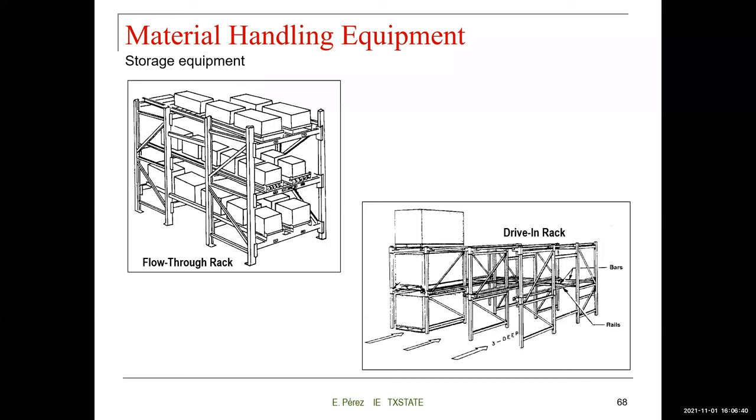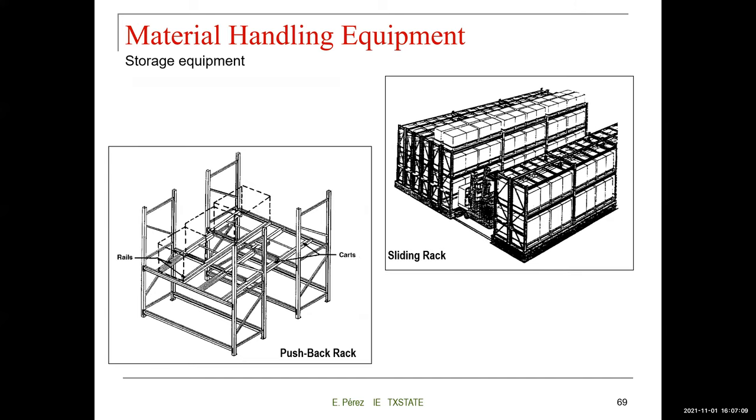This one at the top, the flow-through rack, has some type of decline. So you can pick from this area, and then the next product will move towards the front. You can load that from the back of the rack. The driving rack is similar to this one. Right now you have that option as well. Pushback rack: you have the rails, and you have the flexibility to move the product, as you can see here, these boxes back and forward with those carts.